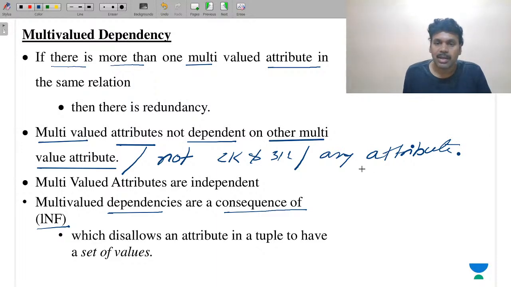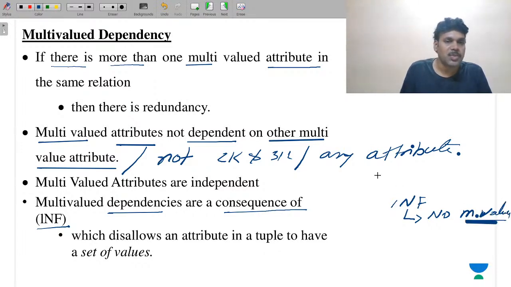Why? Because when we talk about the first normal form, we understand that first normal form is free from multi-values. But here, once again, we are talking about multi-values. Even though you reach Boyce-Codd normal form, we are still talking about multi-value dependency. Why? Let us see here.